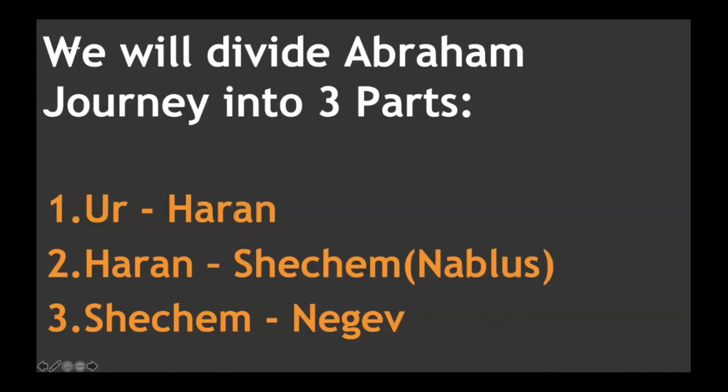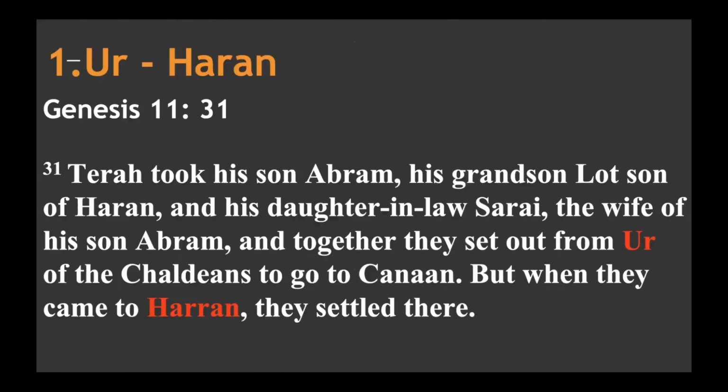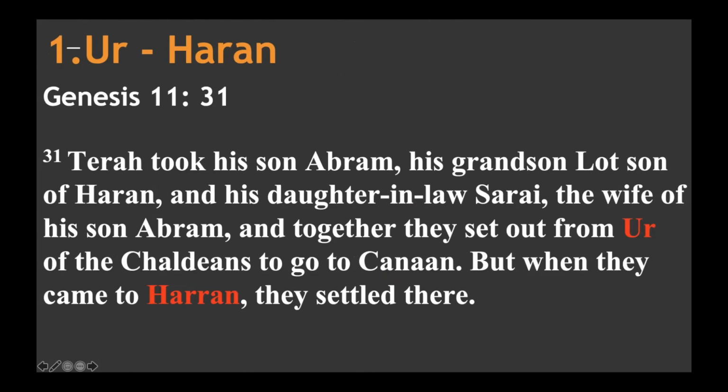Now, we will divide, as I said, Abraham's journey into three parts. From Ur to Haran, we will read scripture. From Haran to Shechem, to Nablus, and from Shechem to the Negev. Ur is mentioned in Genesis 11:31. Terah took his son Abram, his grandson Lot, son of Haran, and his daughter-in-law Sarai, the wife of his son Abram, and together they set out from Ur of the Chaldeans. By the way, Chaldeans is an Aramean word which means two rivers, to go to Canaan. But when they came to Haran, they settled there.